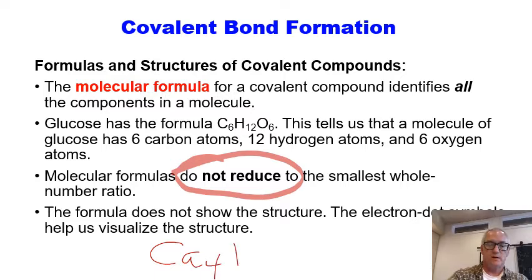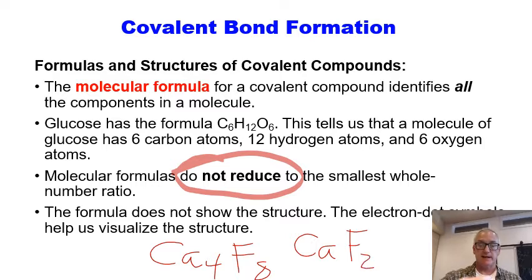For instance, if I have calcium 4, fluorine 8, that is, I have a metal and I have a non-metal. That's an ionic compound. So the simplest formula that gives me a net charge of 0 is I reduce each one by a factor of 4. So I get calcium fluoride is actually CaF2. That's the smallest number that gives me a net charge of 0. Molecular formulas don't do that because there's a lot of different ways that these atoms can share electrons.